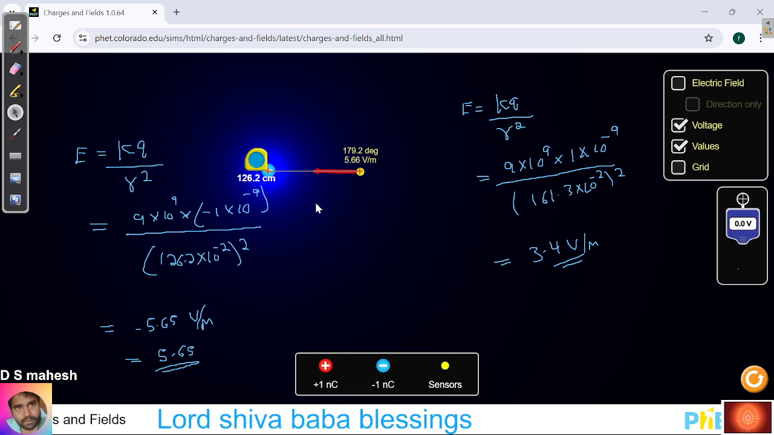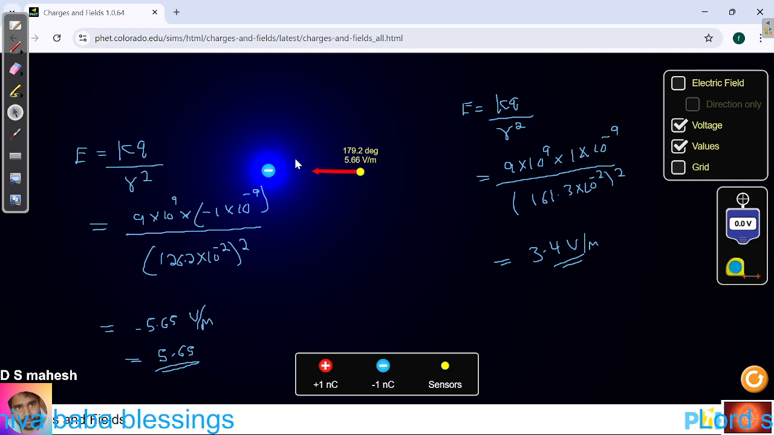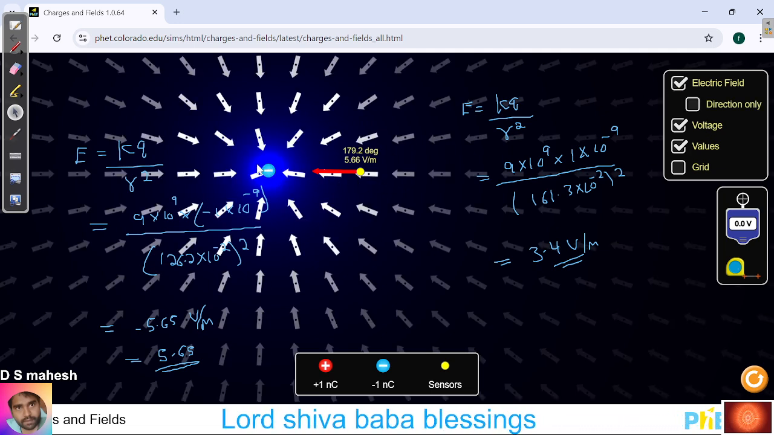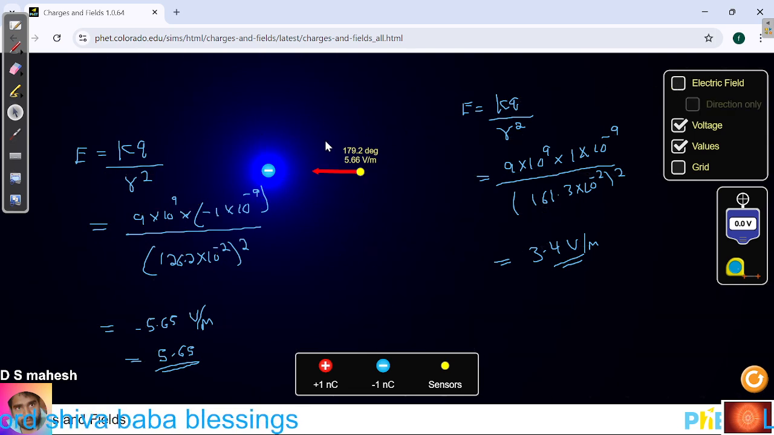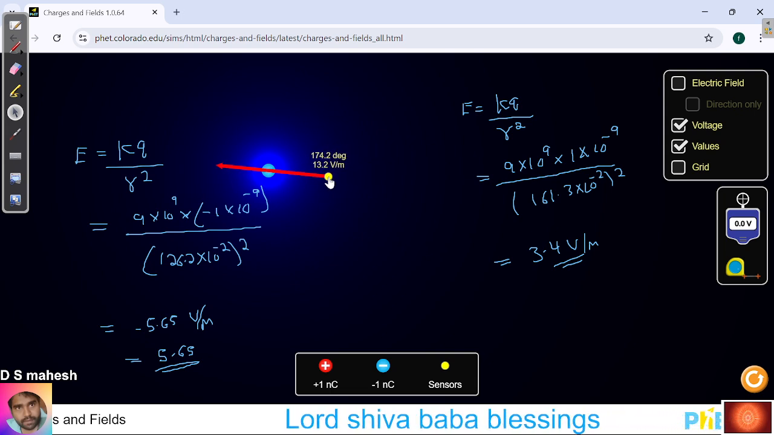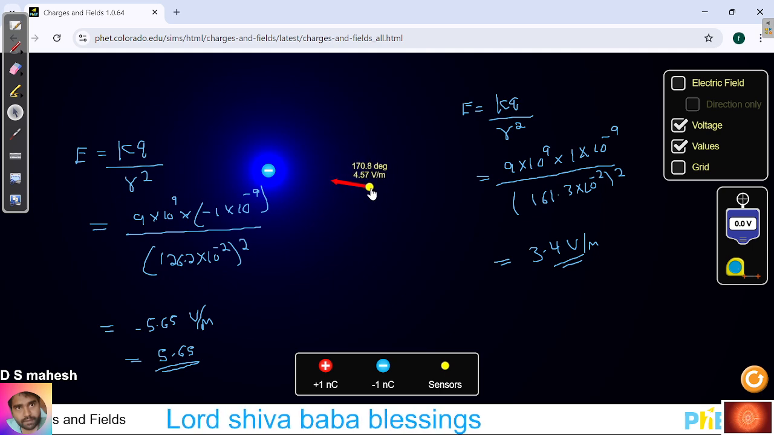So its electric field line is pointing inwards, because this is a negative charge. Look over here, the electric field line is pointing inwards because it's a negative charge. So the electric field line will be inwards for a negative charge and outward for a positive charge. Similar to the positive charge, as you go nearer to the charge, the electric field value will be higher. As you move away from the charge, the electric field decreases.